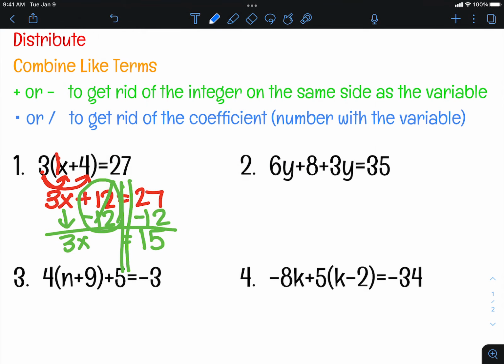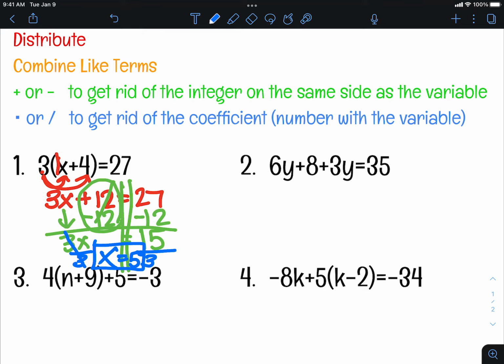All right, then lastly, we have to multiply or divide to get rid of that coefficient or the number that's with x. So 3x means 3 times x. The inverse is division, so we're going to divide by 3. 3 divided by 3 is 1, and 1x is just x. And then on the right, 15 divided by 3 is 5. So x is equal to 5.